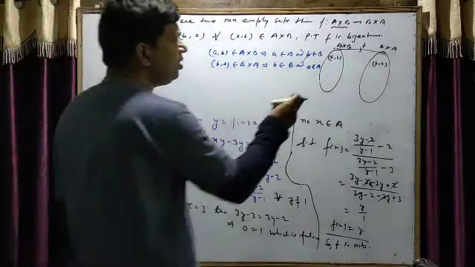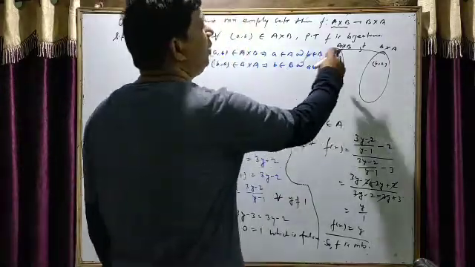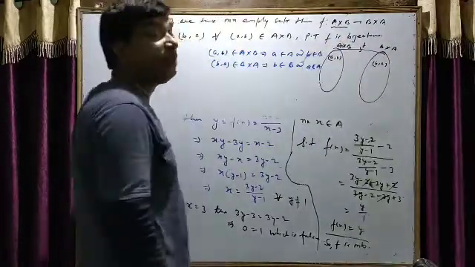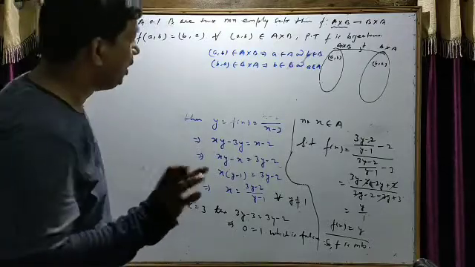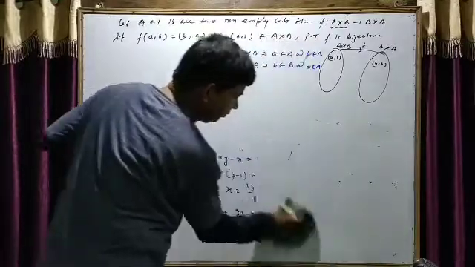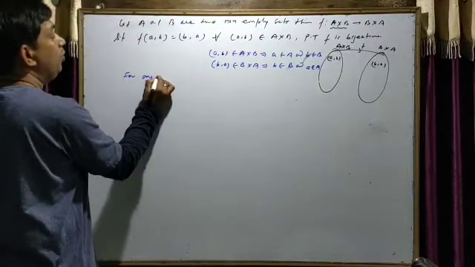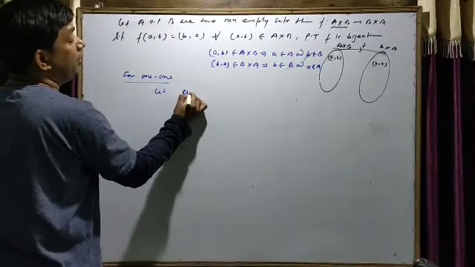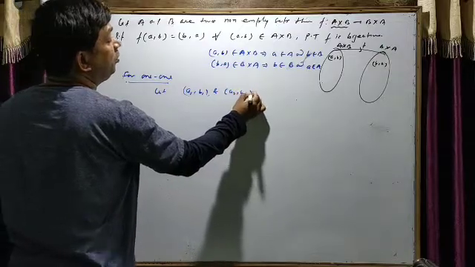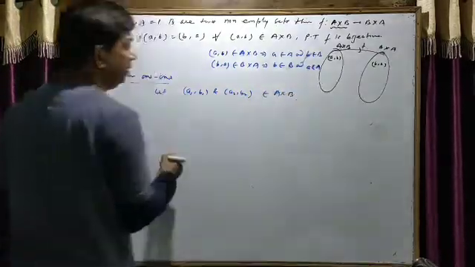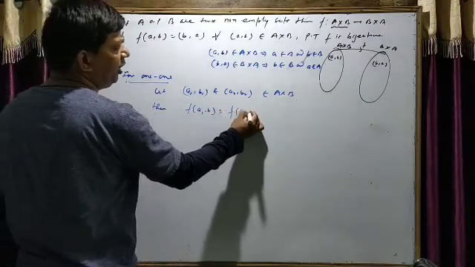For proving bijective, what do I have to prove? First is one-one and second is onto. So for one-one, what do we have to do? We have to take two distinct arbitrary elements from the first set. The elements belonging to the first set are in the form of ordered pairs, so we have to take two different ordered pairs first. Now for one-one, let (a1, b1) and (a2, b2) belong to A cross B. Then the images should be equal: f of (a1, b1) equal to f of (a2, b2).